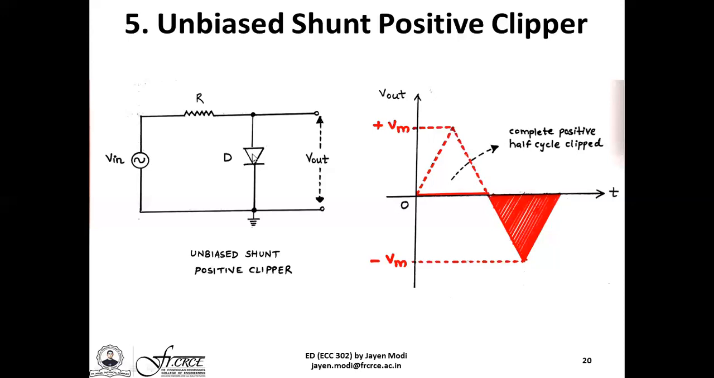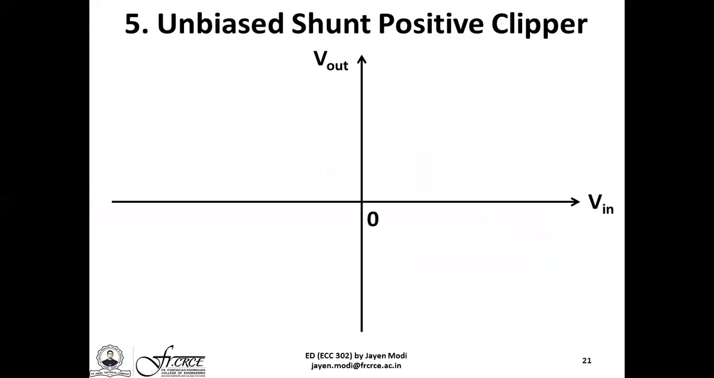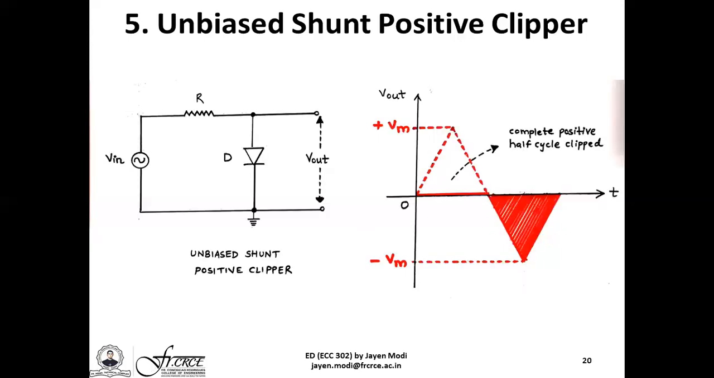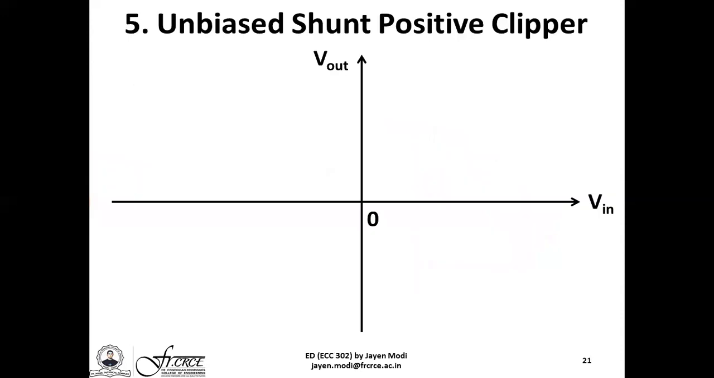Looking at the voltage transfer curve or the voltage transfer characteristics, the first part is again extremely easy to guess. During the positive half cycle, the diode is on. It is acting like a short circuit. There is no voltage obtained across it. So for the positive half cycle, when the AC input signal Vin changes from 0 to plus Vm, you do not have any output signal obtained.